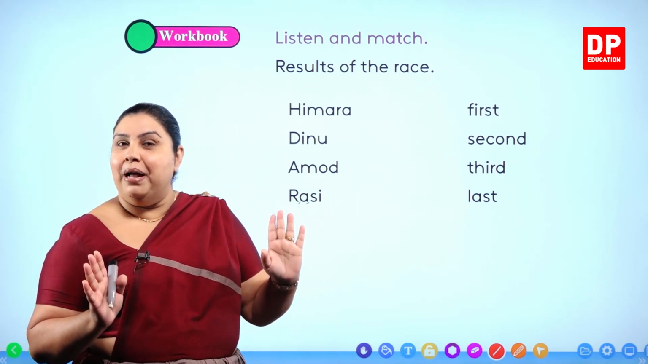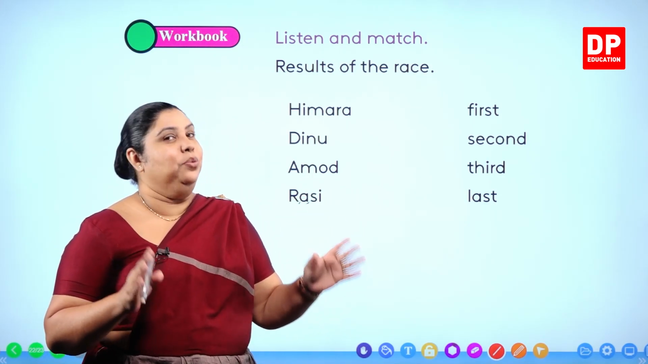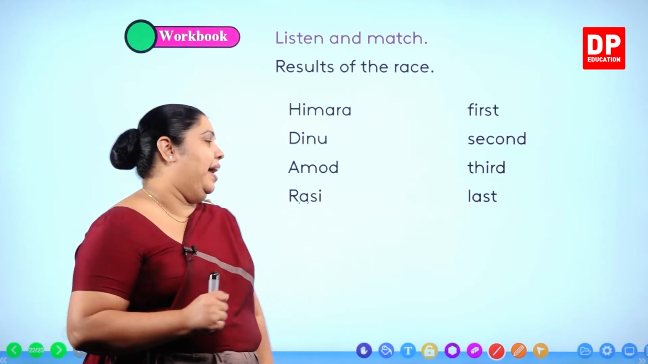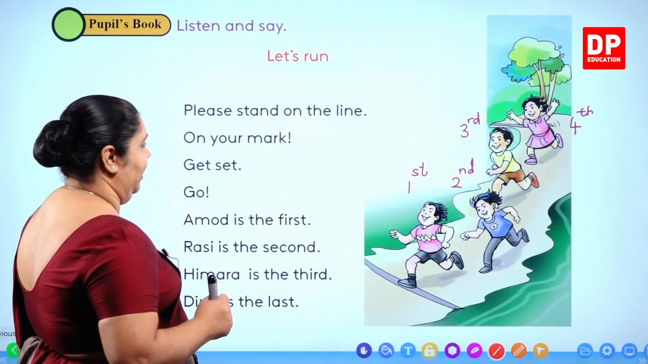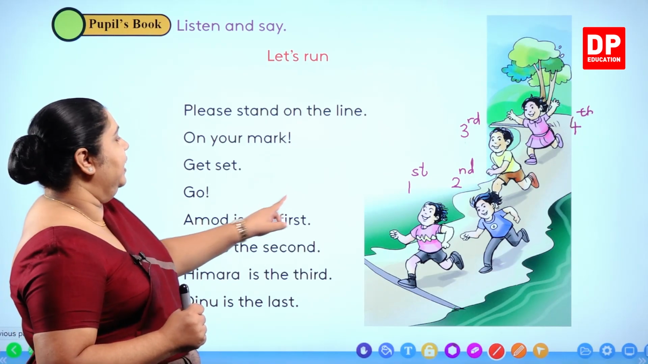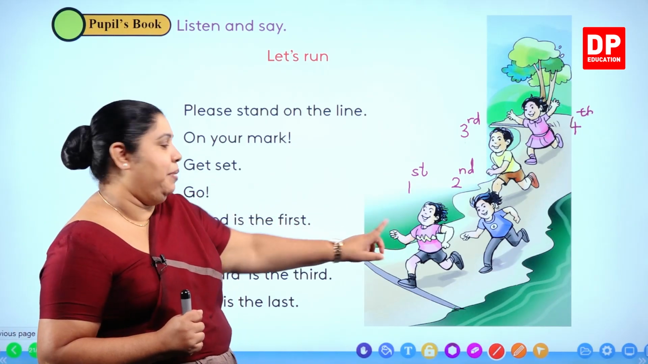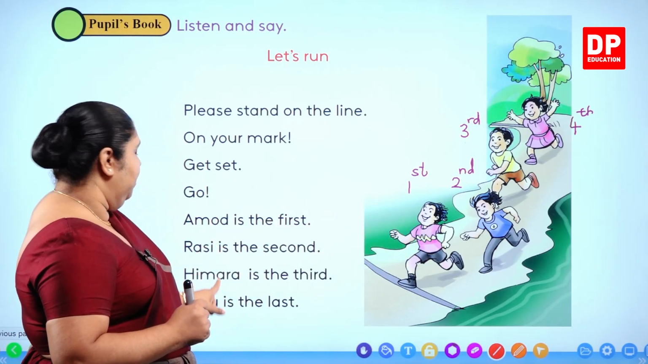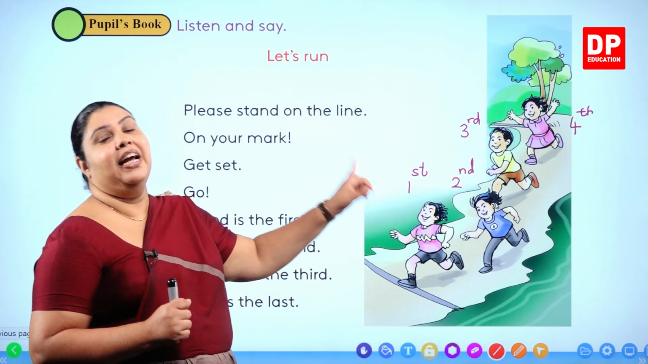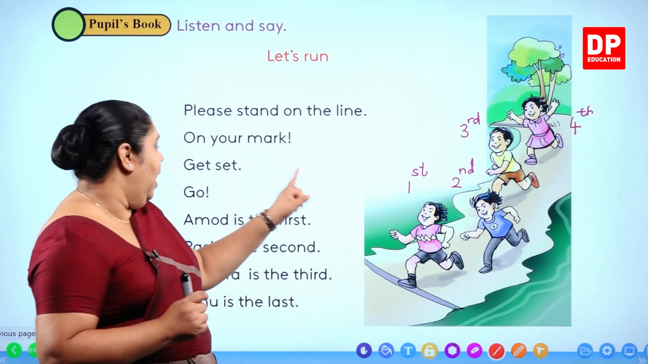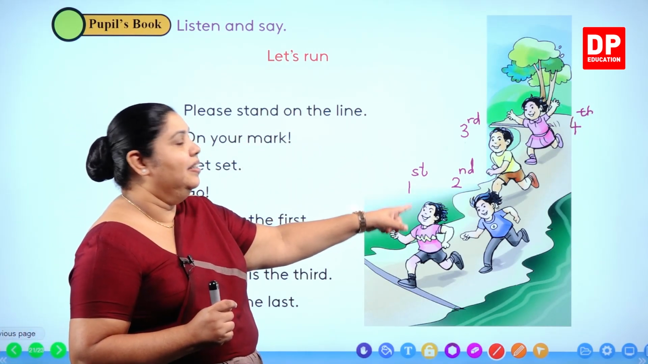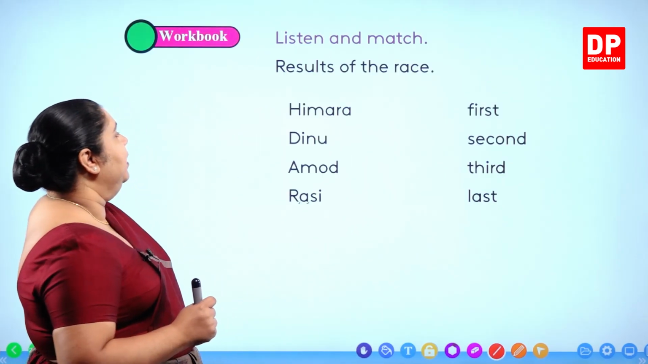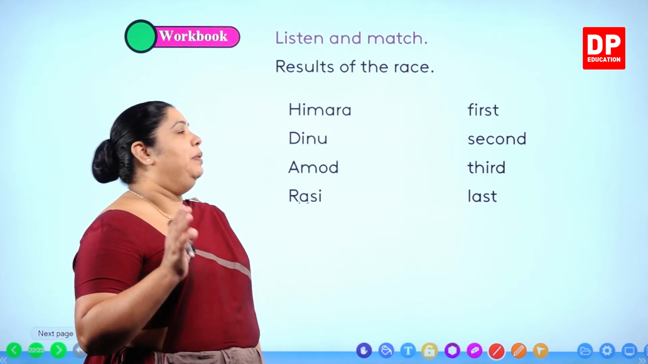Do you want to go back and see who came first, who came second, who came third and then the last? Okay, I will show you once again. Let's see. Oh, Amod is the first. Right, remember. Rasi is the second. Himara is the third. And Dinu is the last. Amod, Rasi, Himara and Dinu. Now it's easy for us to match the names with the places.